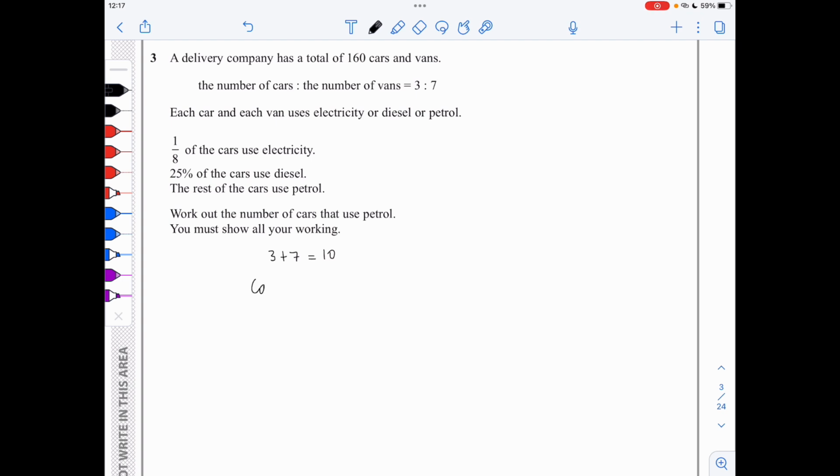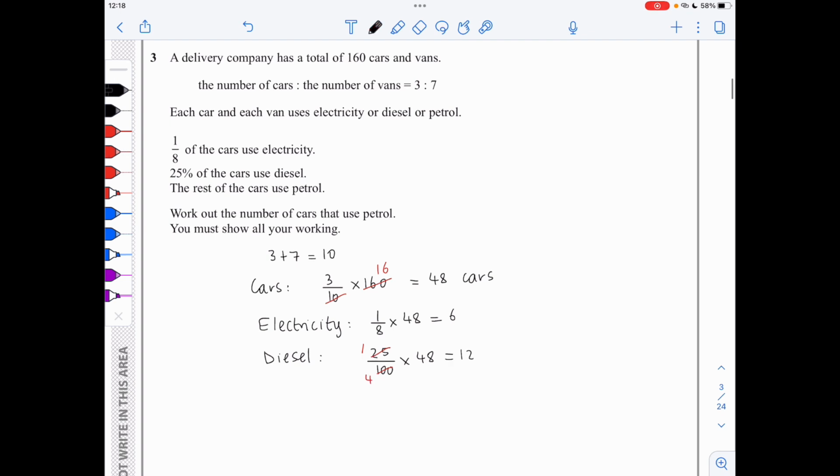And for the cars, we know that it's 3/10 of 160. Now 10 with 160 simplify to give me a 16 here. So 3 times 16 gives me 48 cars in total. Now for electricity, we know that an eighth of the cars uses electricity. So 1/8 of 48 is simply 6. And then for diesel, we've got 25% of the cars. So 25 over 100 times 48. Well, 25 over 100 simplifies to a quarter, and a quarter of 48 is 12.